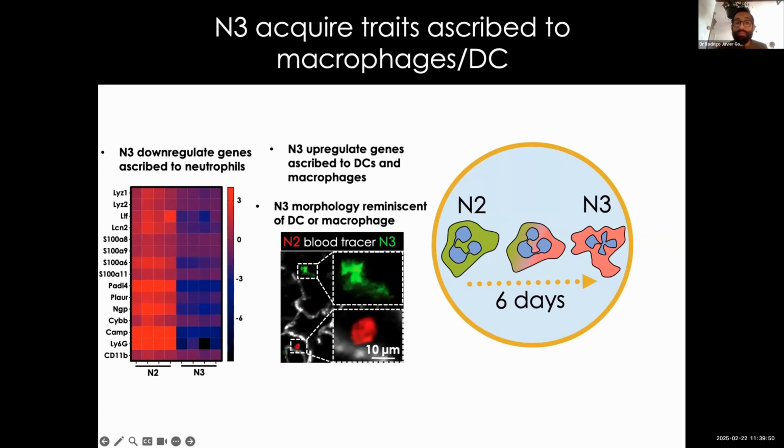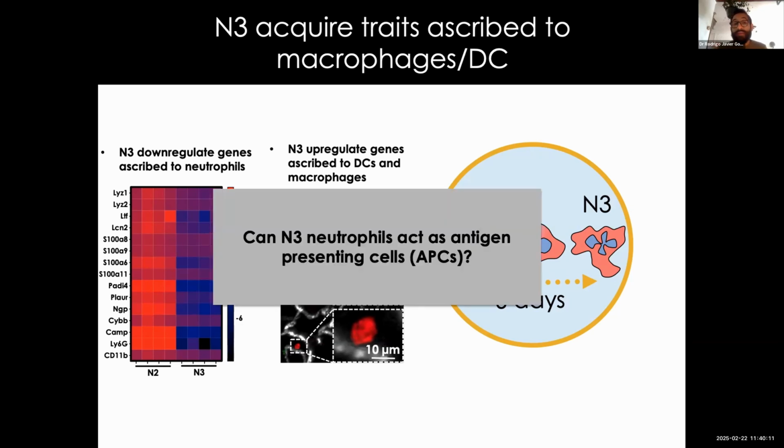And if you look at the morphology, N3s acquire a dendritic morphology, while N2 neutrophils keep a more or less amoeboid morphology. This indicates that not only do N2s differentiate into N3s, but the cellular identity changes into something that we could maybe call an antigen-presenting cell. So the next logical question to ask is, can N3 neutrophils actually act as antigen-presenting cells?